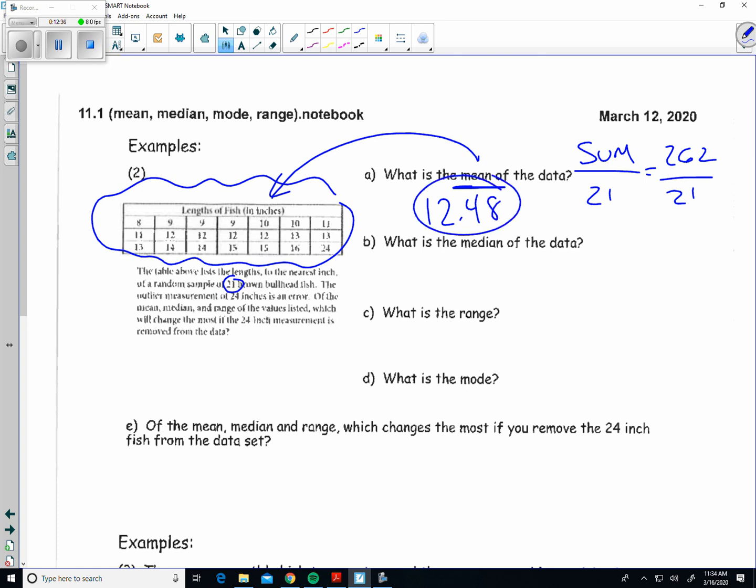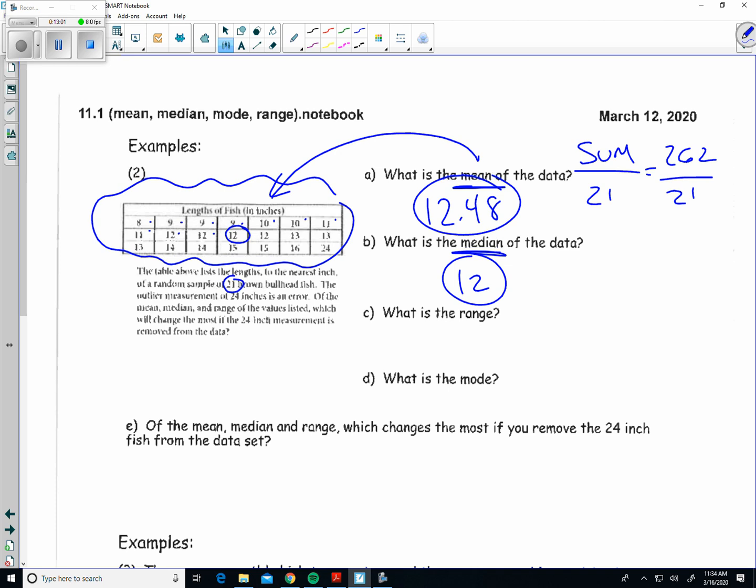Going for the median here, the middle value. So if you count the 21 fish, hopefully item number 11 would be in the middle there. So 1, 2, 3, 4, 5, 6, 7, 8, 9, 10. Cha-ching, there would be 11. That would be in the middle. So the median here is, again, 12.